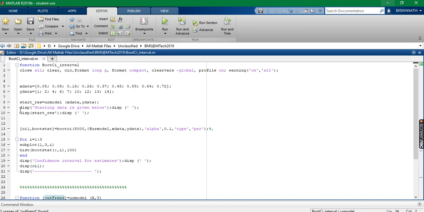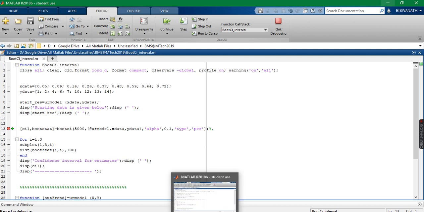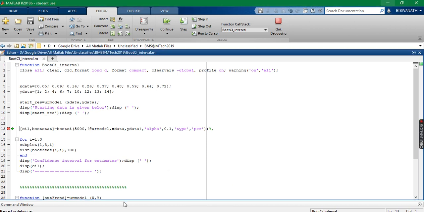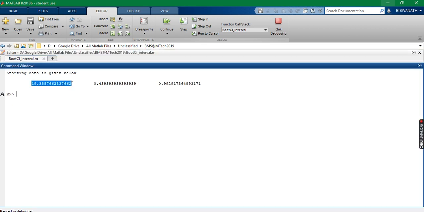So you can see here, now at this point I will just run it and I will see what is happening. So you see, we already know this is the first time estimate, that is the original one. So I can have m as 19.358. Actually you can see it in the output window as well. I'll just show you the output window. You see this is the slope, this is the intercept, and this is the r square. It was the output from this case.